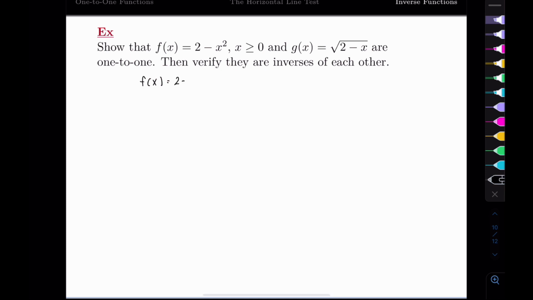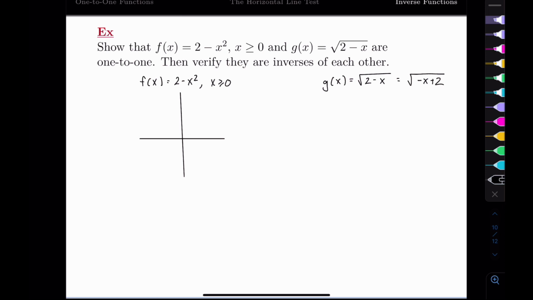So I want to figure out what the graph of each of these looks like. So we're going to graph f of x, and then we're also going to graph g of x. So this is 2 minus x, which is the same thing as negative x plus 2, just so I can see the transformations.